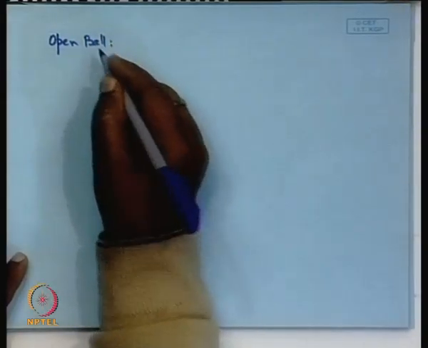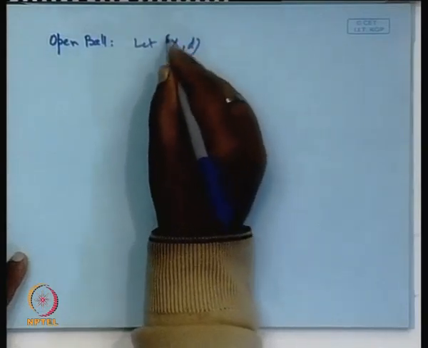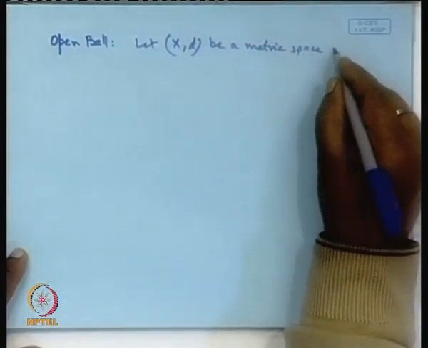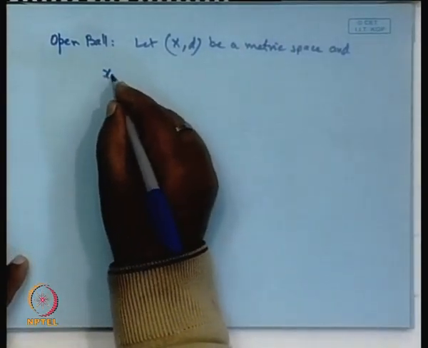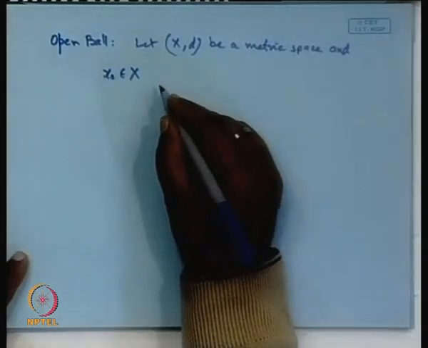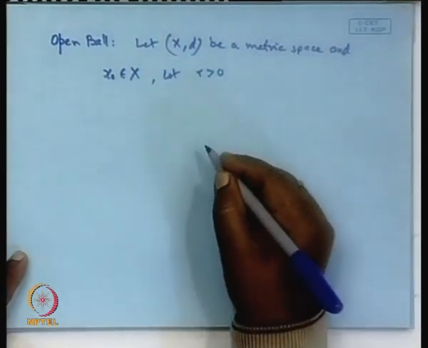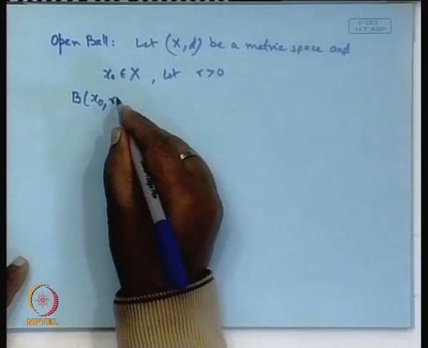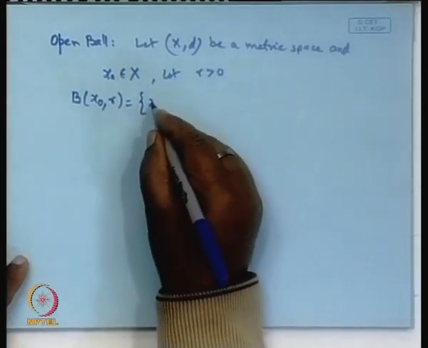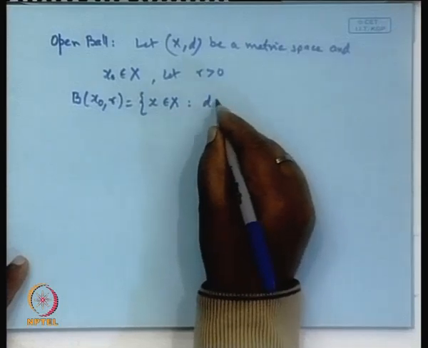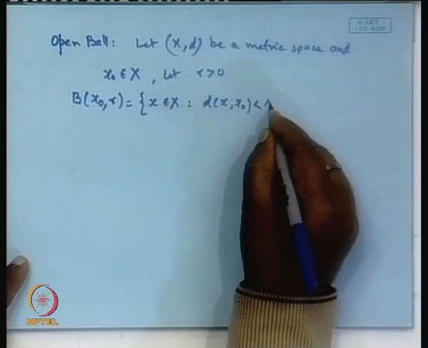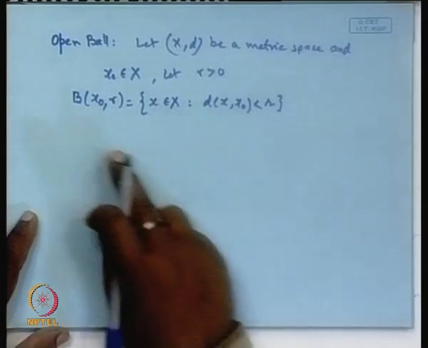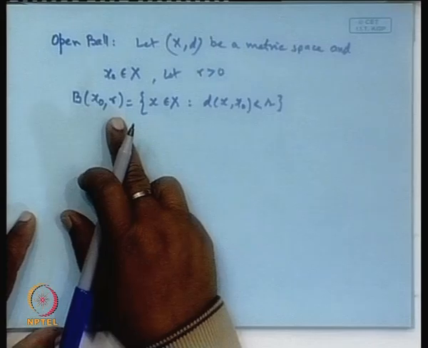Open ball. Let X, d be a metric space, and x naught be a point in X. Let R be a positive real number, then the open ball centered at x naught and radius R is defined as the set of those points in X whose distance from x naught remains strictly less than R. Then this collection will be termed as an open ball centered at x naught and radius R.